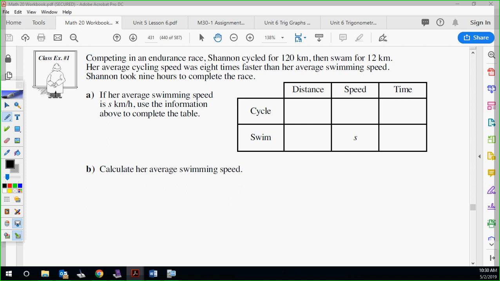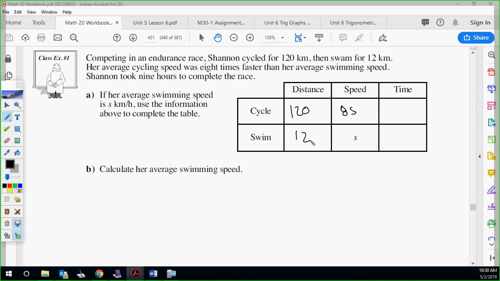What do we know about swimming speed compared to cycling speed? 8 times faster. What goes in this box? 8s, because the speed of cycling is 8s. What else do we know? We do know the distance. How far does she cycle? 120. How far does she swim? 12. So we have these.